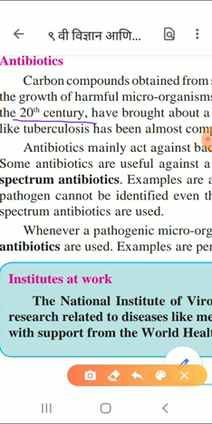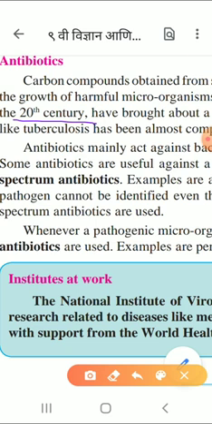Now, this antibiotic brought a revolutionary change in the field of medicine, because so many diseases that were very difficult to cure became possible to cure. For example, tuberculosis. Tuberculosis is completely eradicated with the help of these antibiotics.